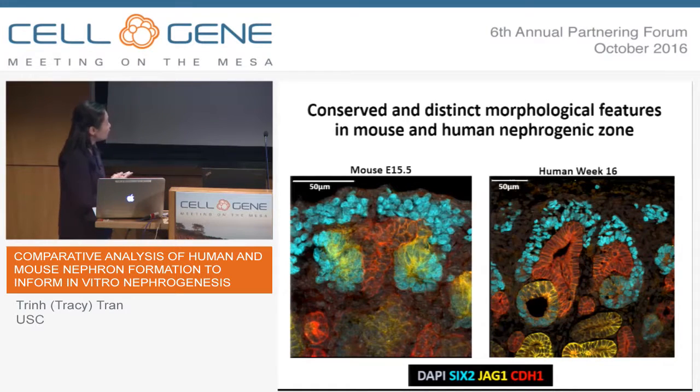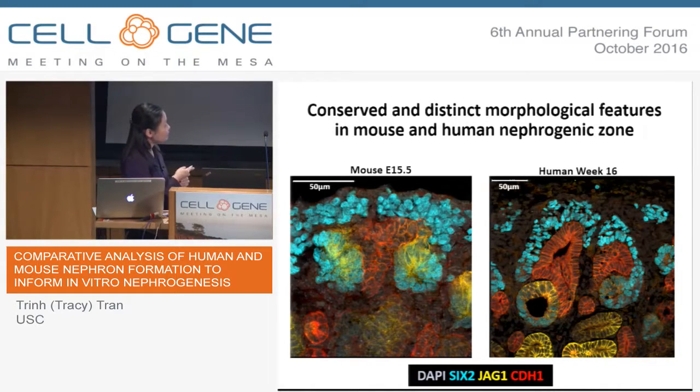So how is the 2D view? In the mouse, this is the sagittal section again, where we see the cap mesenchyme here. It's a nephron progenitor cell population interacting with the ureteric epithelium. And these are the really early renal vesicle developing nephron structures that we see in the mouse, as marked by the induction marker, Jag1.